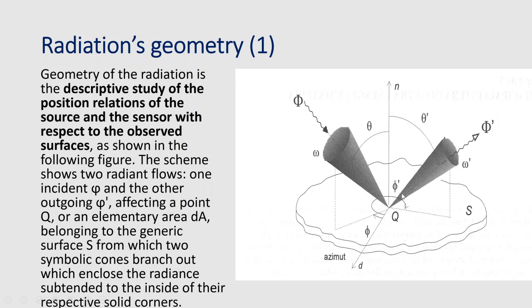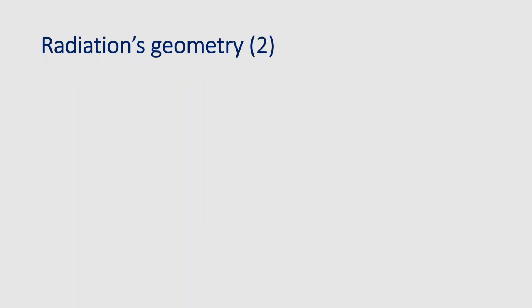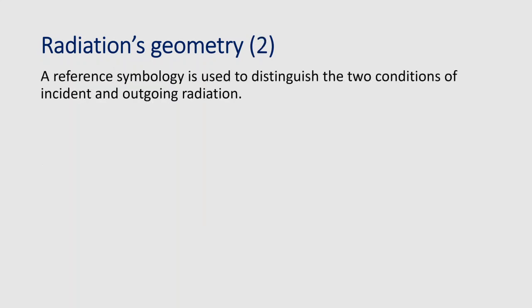So you see that the energy that is reflected or emitted from a point Q is propagating in the space for a specific solid angle, and this is assimilated to a sort of cone. You see here, this is the general geometry, the radiation geometry. All right. A reference symbology is used to distinguish the two conditions of incident and outgoing radiation.